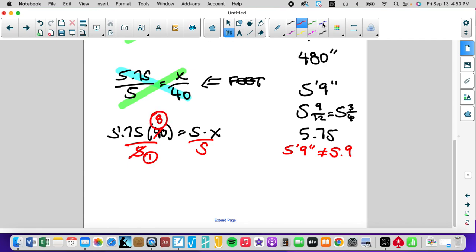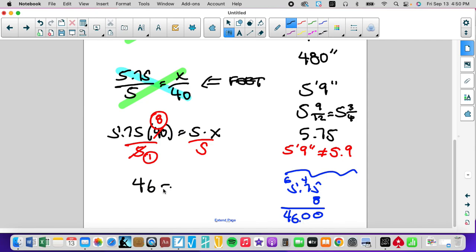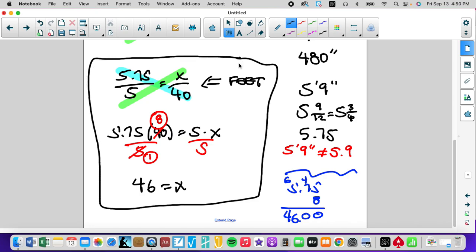So off to the side, I'm going to multiply 5.75 times 8. That's 40. 7 times 8 is 56, plus 4 is 60. 5 times 8 is 40, plus 6 is 46. 1, 2 decimal places, 1, 2. So my decimal goes there, and I get 46 equals x. Now, is it 46 feet? Is it 46 inches? That depends on which one I used. Since I used the feet one, it's going to be 46 feet.